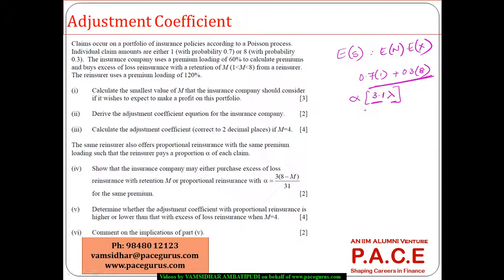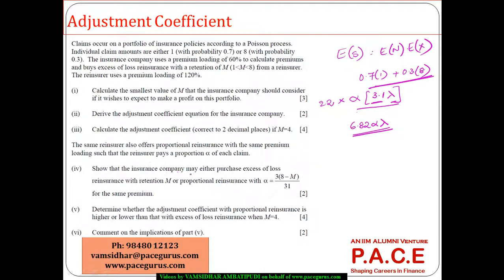Reinsurer pays a proportion alpha of each claim. So the expected claim payouts by the reinsurer are this much, and on top of that he is charging a premium of 2.2 times, which is 120% loading. So overall it becomes 2.2 times 3.1, right? So it is almost around 6.82 alpha lambda is the typical premium that the reinsurer will be charging. Right, in this case the reinsurer is charging 6.82 lambda.